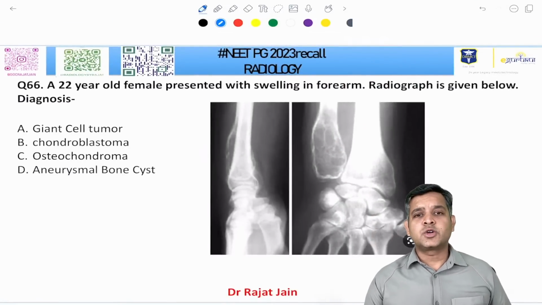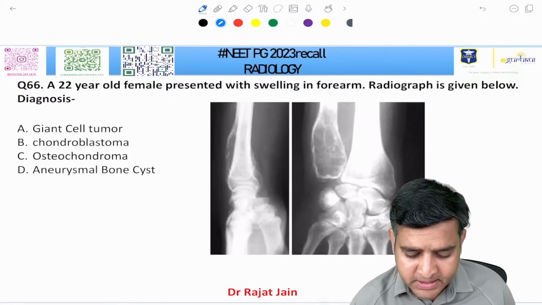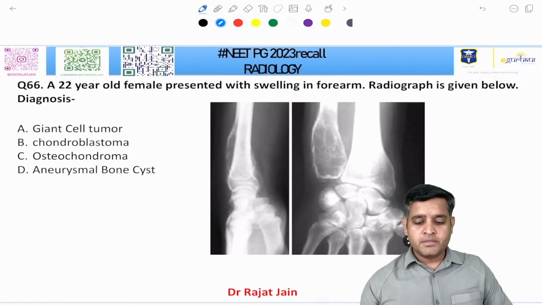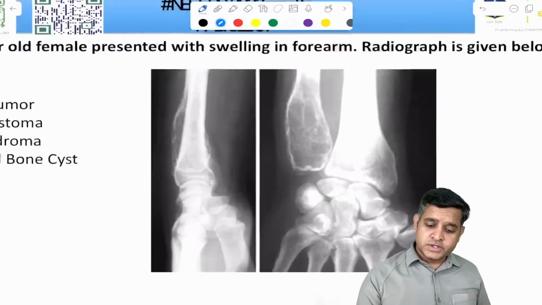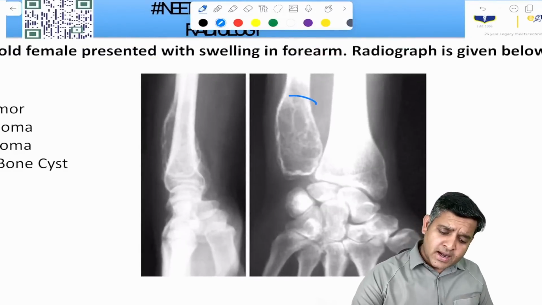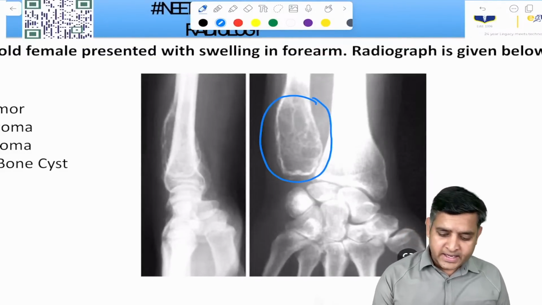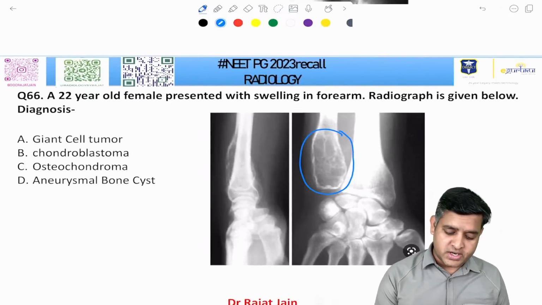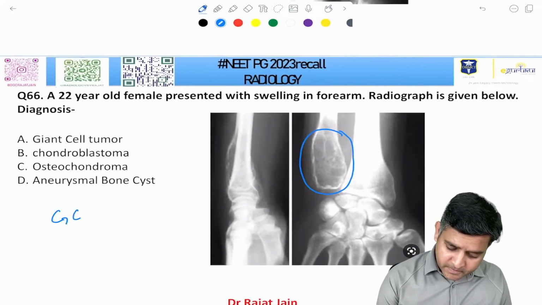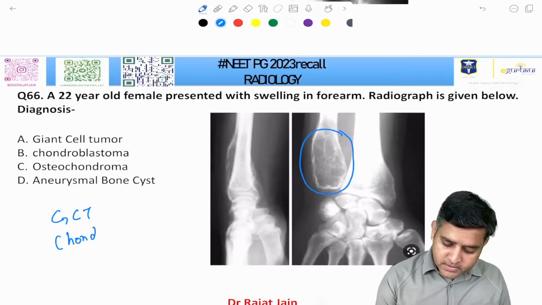66. A 22-year-old female presented with swelling in the forearm. Swelling is given below. What do we see? Always remember a lytic lesion in the epiphyseal region. A lytic region in the epiphyseal region will be either GCT or chondroblastoma, right?